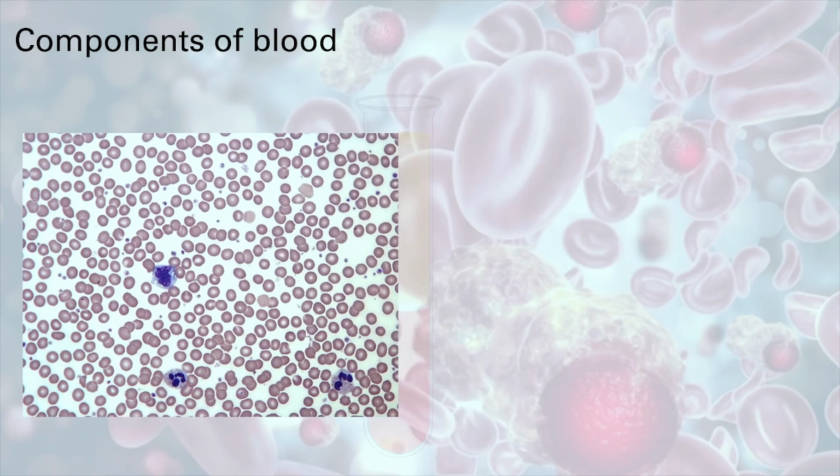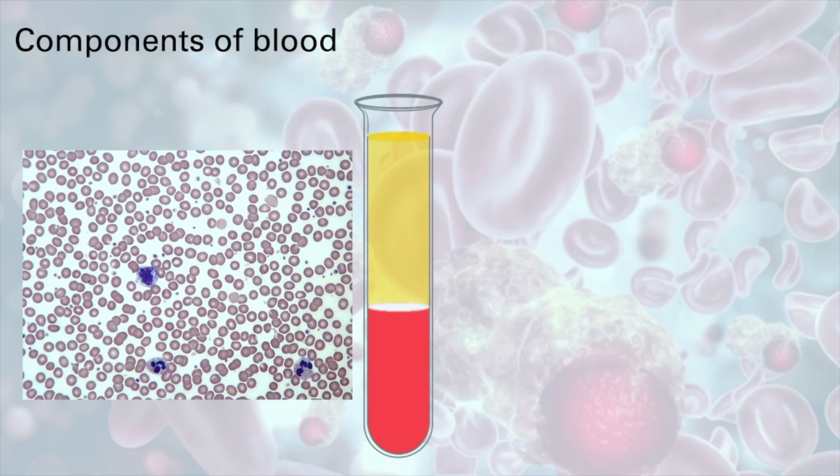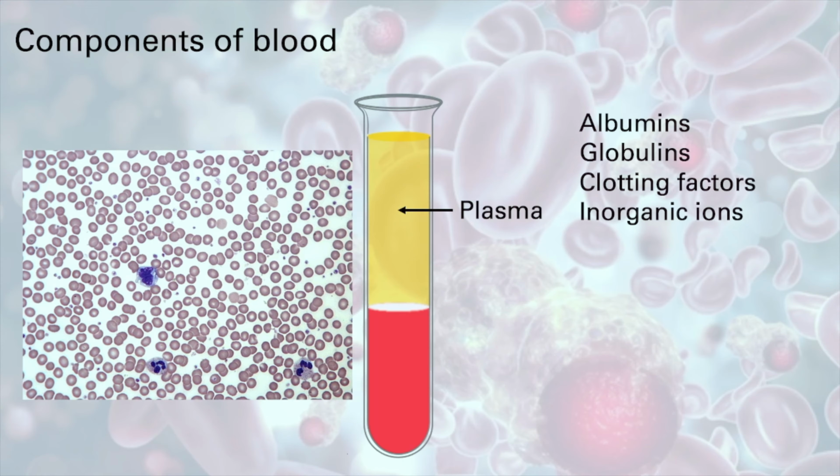Now, our blood is made up of a wide range of different components, and this diagram shows what a blood sample looks like if it is centrifuged to separate some of those components. The top layer, this straw-coloured liquid, is the plasma, and plasma makes up about 55% of the blood volume, and it's rich in proteins that can be broadly divided into three main classes: albumins, globulins, and clotting factors. It also contains a range of inorganic ions, such as sodium and chloride.